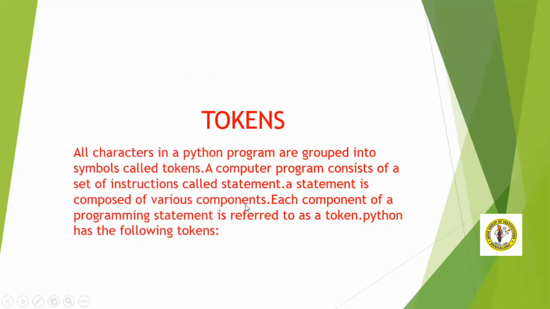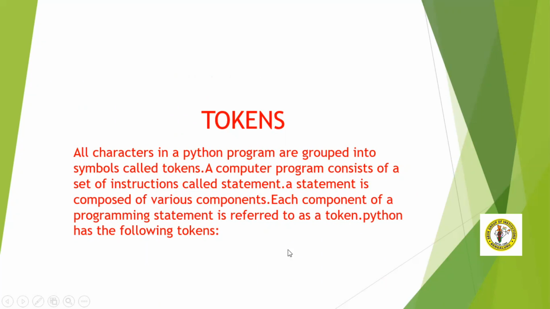Now let us see, what do you mean by tokens? Tokens are a set of characters. All characters in a Python program are grouped into symbols called tokens. So the character combination is converted into, or grouped into, a symbol called a token. So we can say tokens are the symbols also. A computer program consists of a set of instructions called statements. A statement is composed of various components. Each component of a programming statement is referred to as a token.